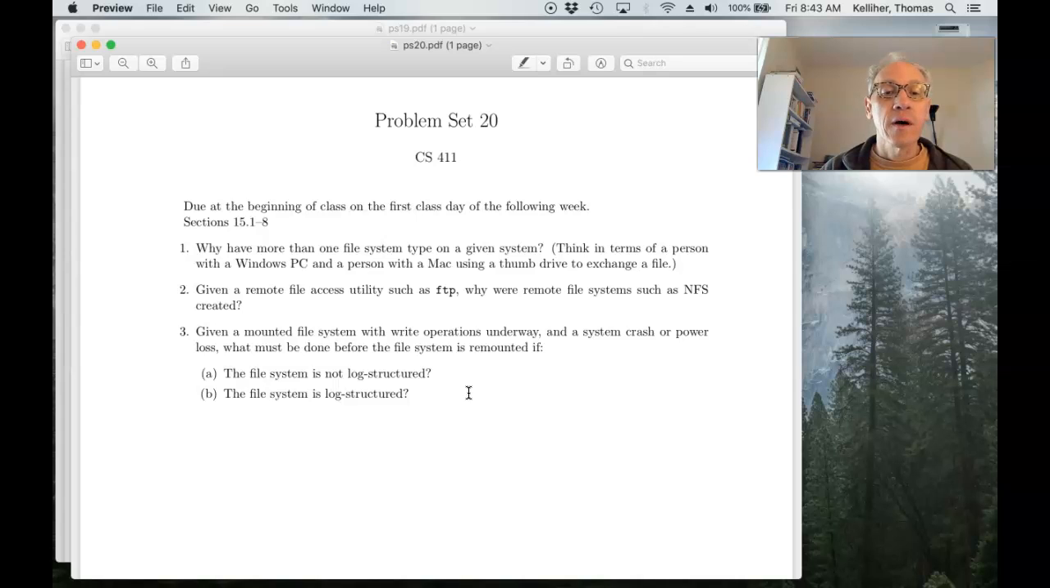Okay, question 3 should also be fairly straightforward once you've read the material on what has to be done for a file system after a system crash.